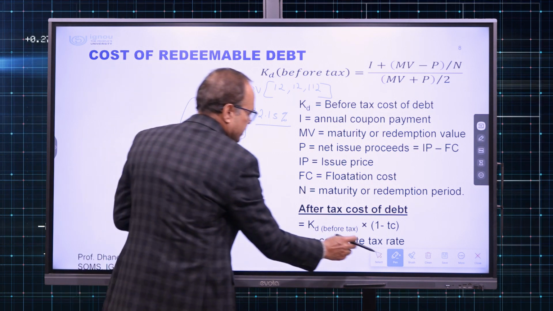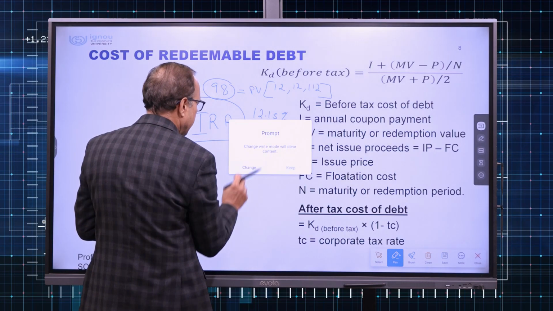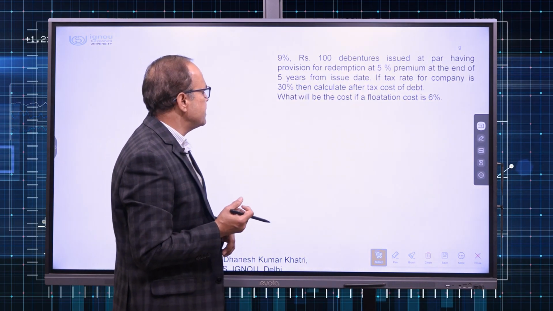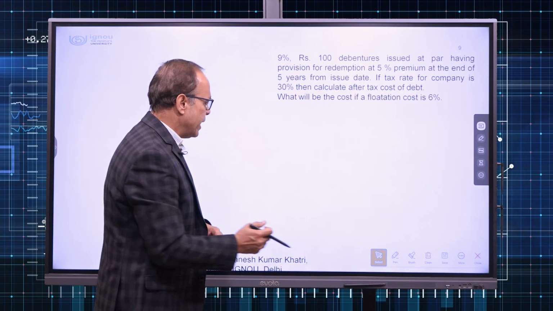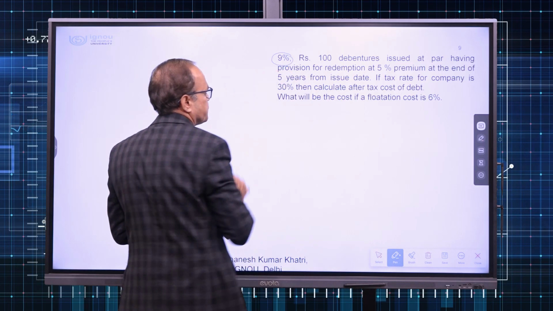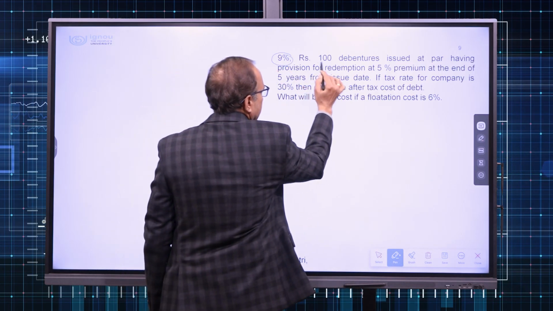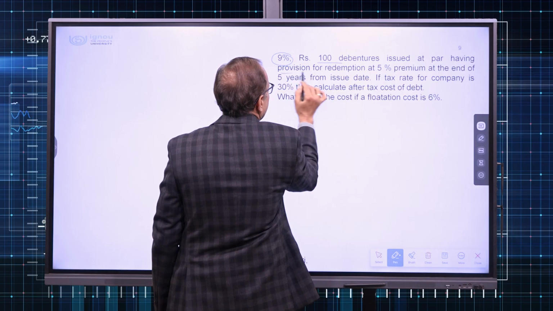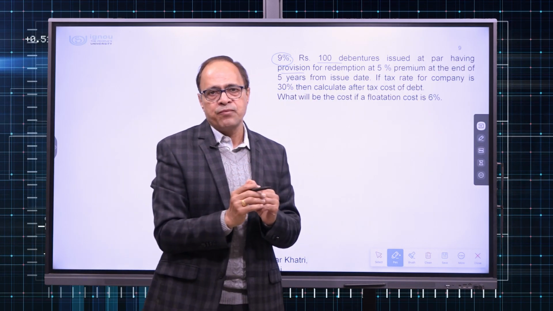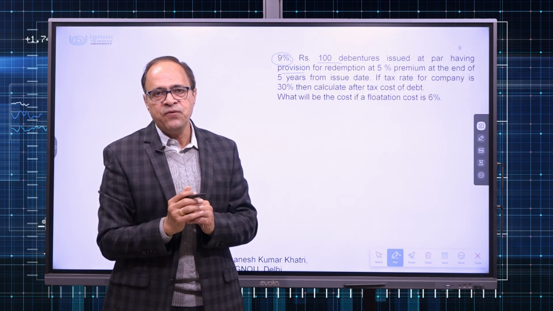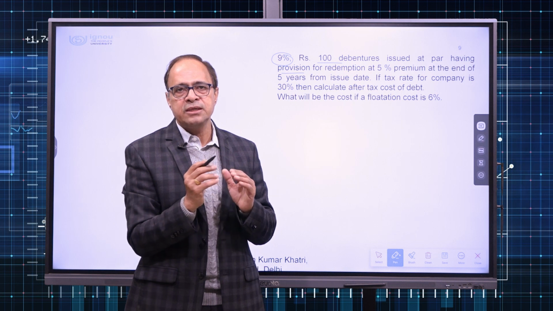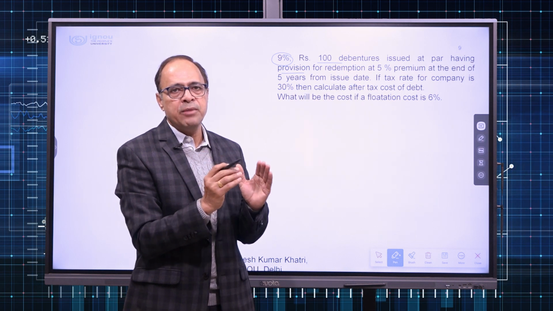So let us proceed further by solving an example on that one. If we take this example, 9% rupees 100 debentures. So 9% in this case is the rate of interest or coupon rate. 100 is the par value, issued at par. Now one thing I should remind you, if in the examination question or in real life, we are not given how the debentures are being issued, whether these are being issued at par or at a premium or at discount.